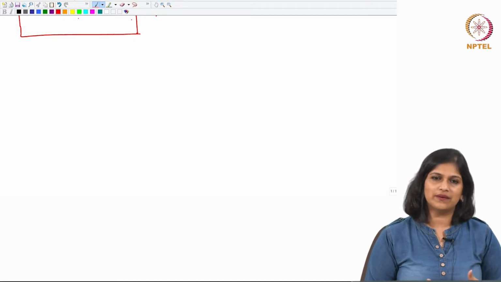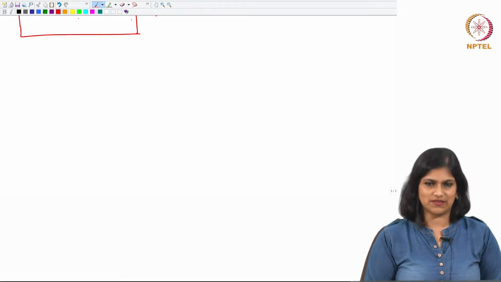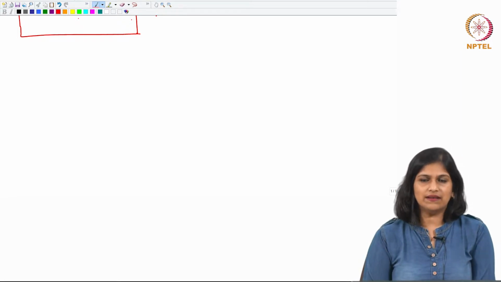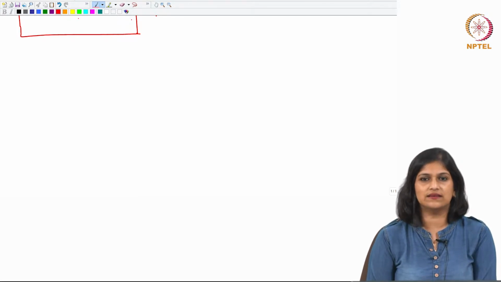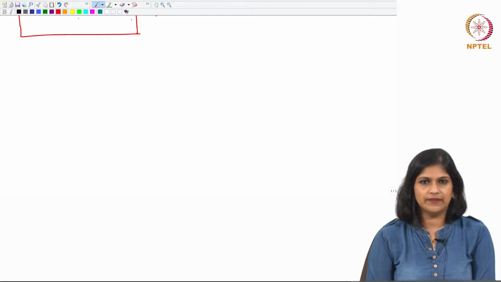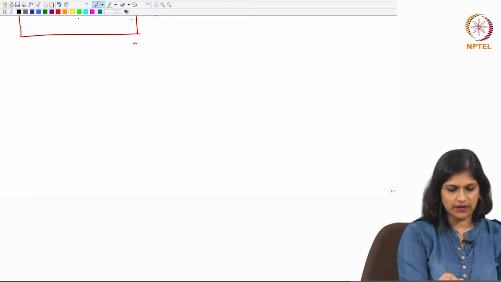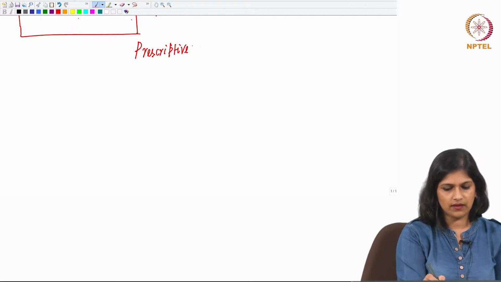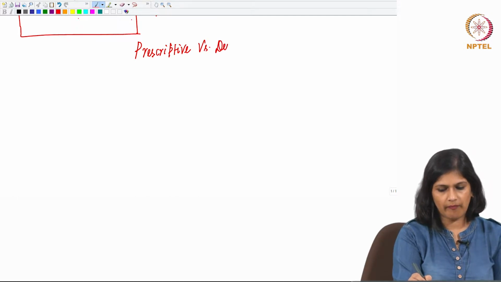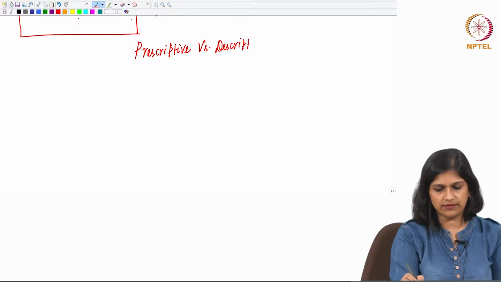All the time I have been thinking about the prescriptive versus descriptive approach. So, now let us formally try to understand what the prescriptive approach is and why we need the descriptive approach at all, right. So, here I am going to write: prescriptive versus descriptive approach. Okay.